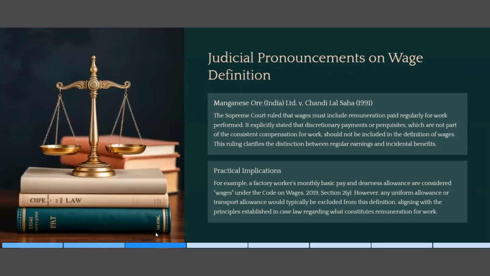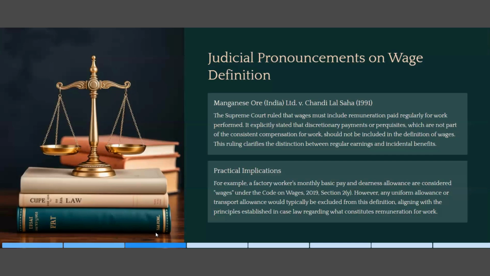Judicial pronouncement on wage definition. Management of Mineral Ore India Limited versus Chandi Lal Saha. That case comes from 1991. The Supreme Court ruled that wages must include remuneration paid regularly for work performed. It explicitly stated that discretionary payments or perquisites which are not part of the consistent compensation for work should not be included in the definition of wages. This ruling clarifies the distinction between regular earnings and incidental benefits.